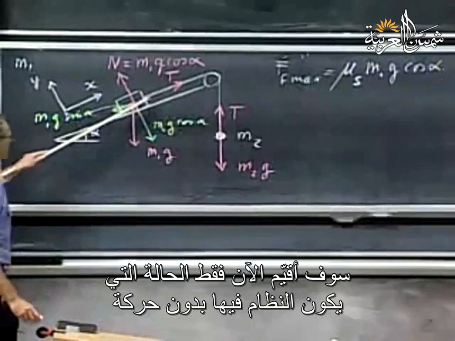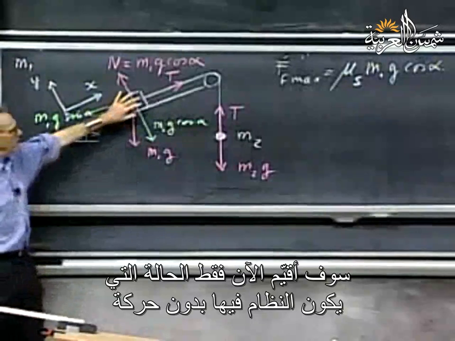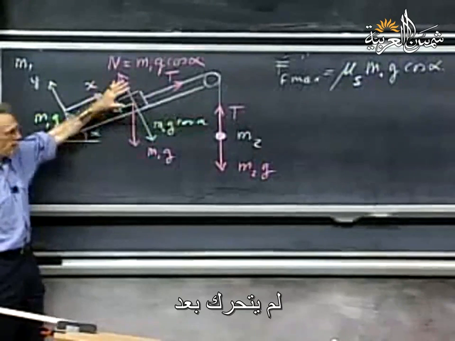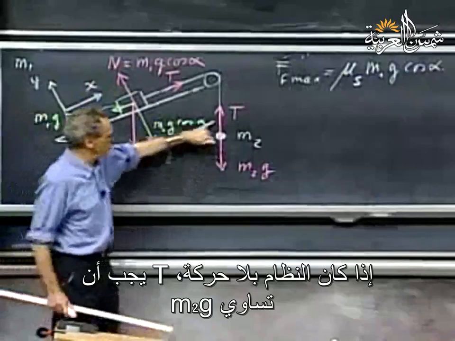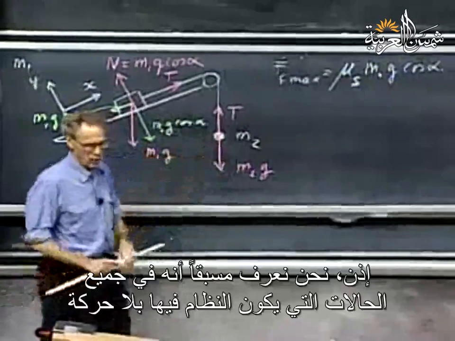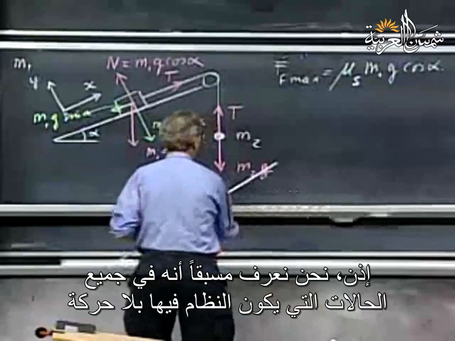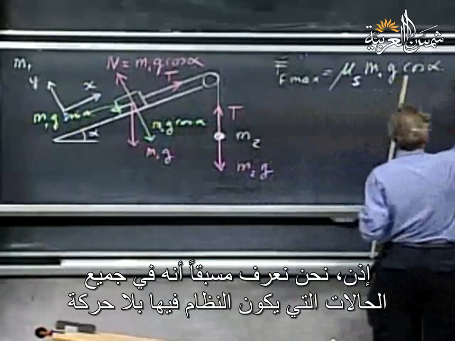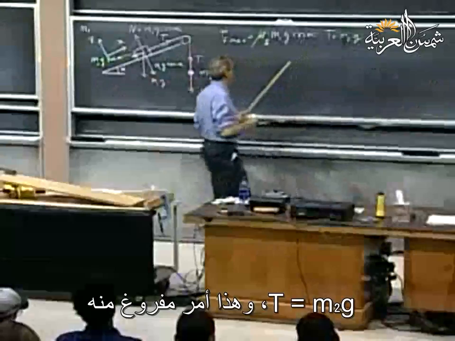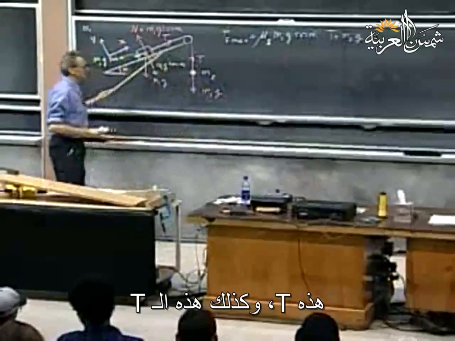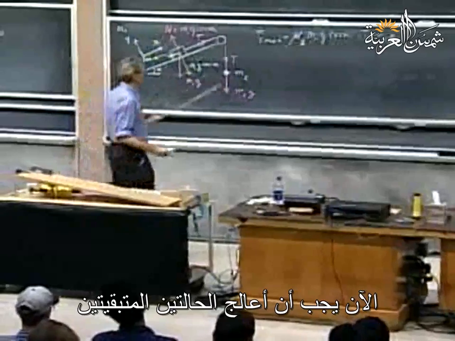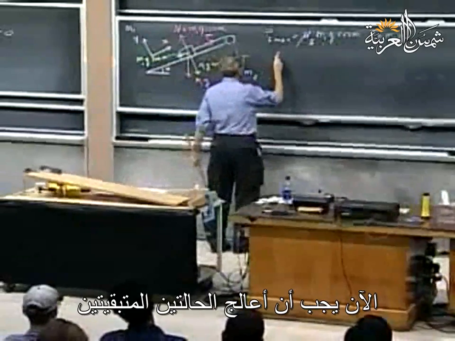We even know the tension. I'm going to evaluate, for now, only situations where the system is at rest. It's not yet moving. If the system is at rest, T must be m2g, because this object is not being accelerated. So in all situations where the system is at rest, T must be m2g. That's non-negotiable. It's this T as well as that T.